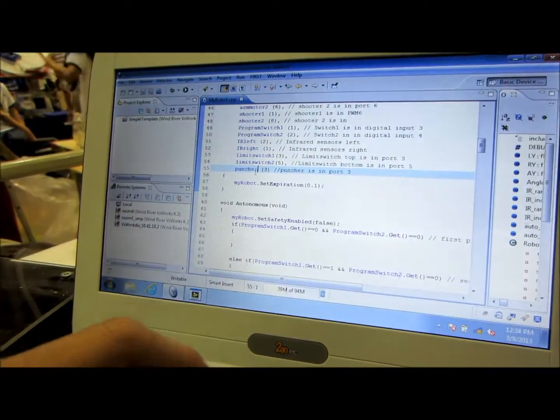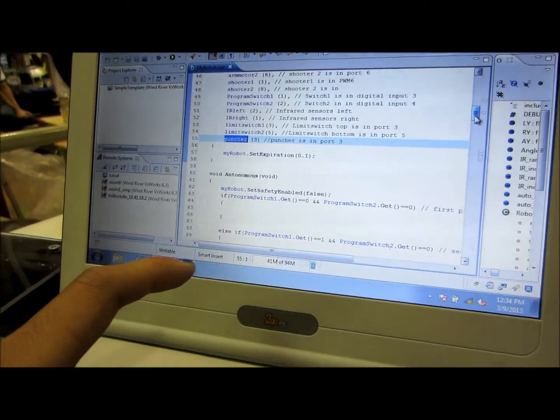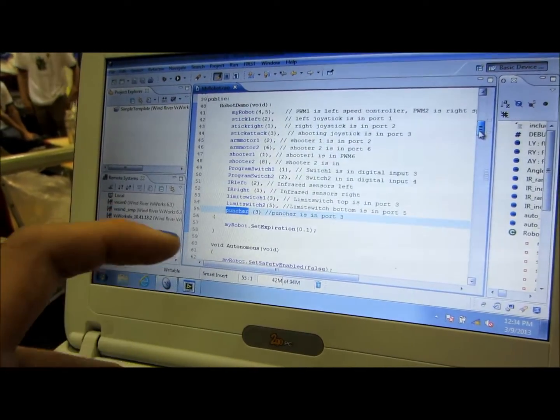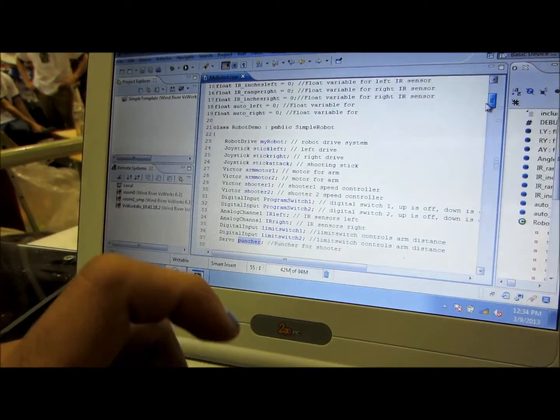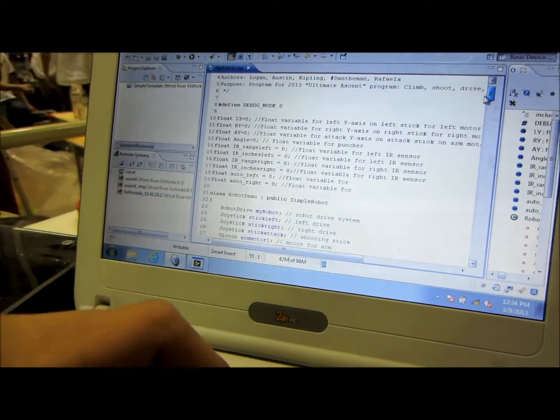Behind it I have the program open, and it's somewhere in the range of 300 lines. We're using C++ to program.